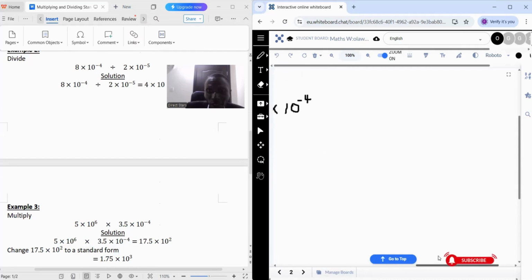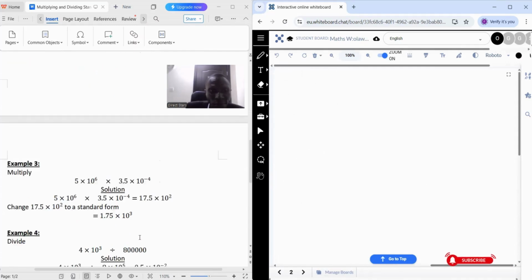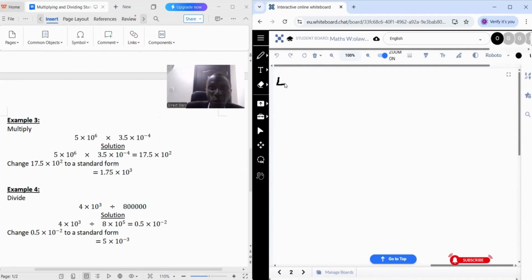The last example in this class, we have example 4. 4 times 10 raised to the power of 3 divided by 800,000, that's 5 zeros, 1, 2, 3, 4, 5. So we have to divide this. If you look at the second number, it is not in standard form. So it means that we have to change that 800,000 to standard form.